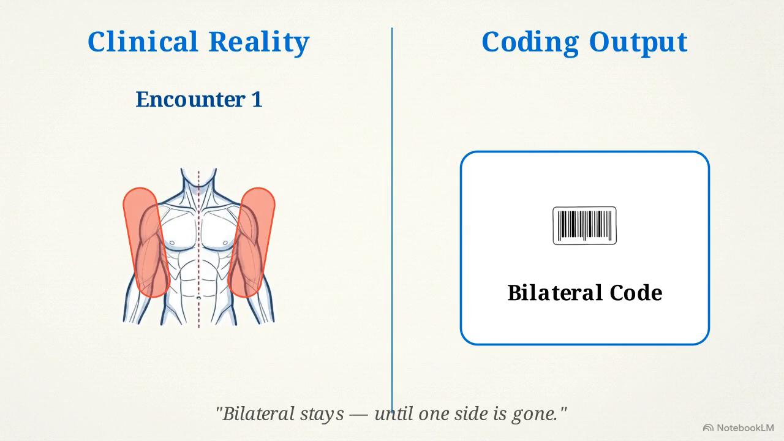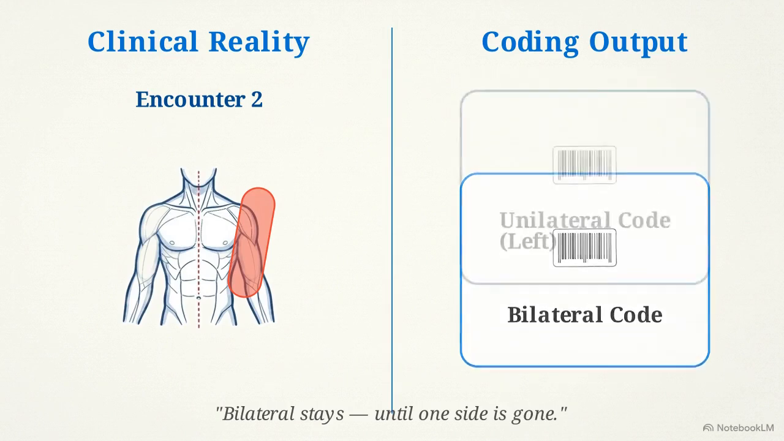Now, move forward to the follow-up visit. At this stage, your code must reflect the patient's clinical status at the moment of the encounter. If the previously treated side has resolved, the condition is no longer bilateral. Point 5 states that once one side is clear, the bilateral designation no longer applies. You must transition your coding from bilateral to unilateral, reporting only the side that remains affected.